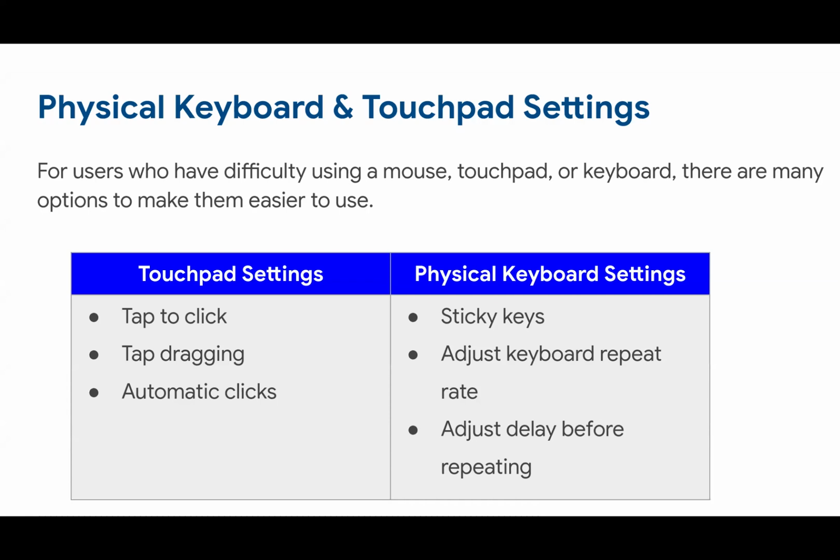And then on the physical keyboard settings side, we have sticky keys. So for those that may have difficulty holding down multiple keys at the same time, so for example, if you're capitalizing letters, rather than holding down Shift and that letter, you can hold down one key at a time versus being required to hold down those multiple keys at a time. And you can also adjust the keyboard repeat rate and the delay before repeating for users who tend to hold down a key for too long.